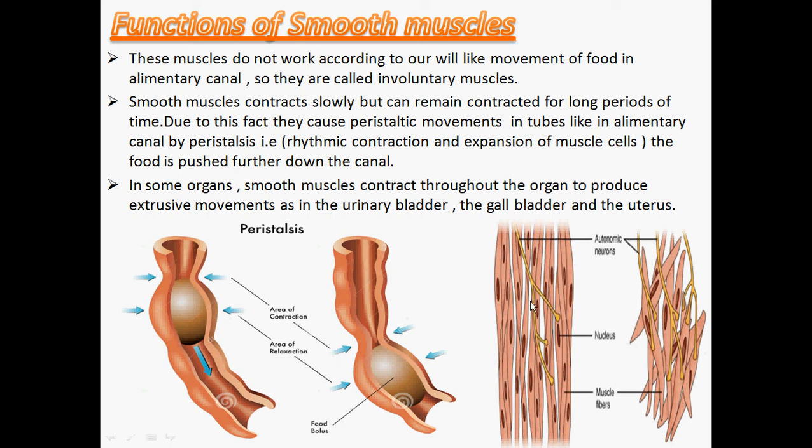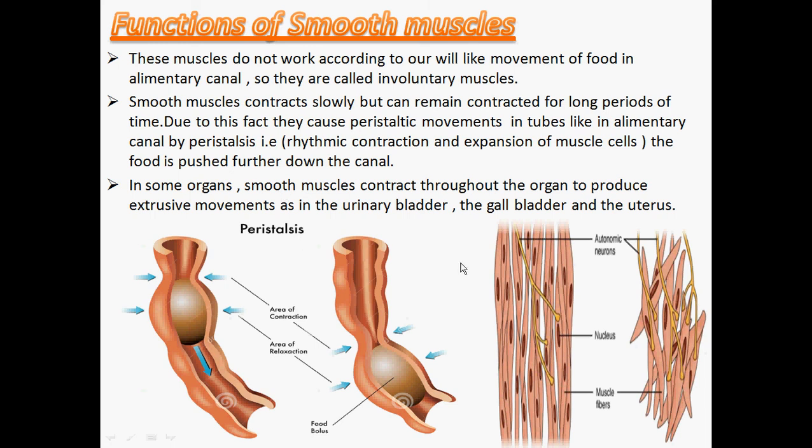Now you can see they are present in the form of sheets or bundles. These spindle shaped cells are named as the smooth muscle cells. And in some organs, the smooth muscles contract throughout the organ to produce extrusive movements, as in the urinary bladder, the gallbladder, and the ureter, to conduct the urine. That is why the smooth muscles contract throughout the organ. So these are certain functions of the smooth muscles.